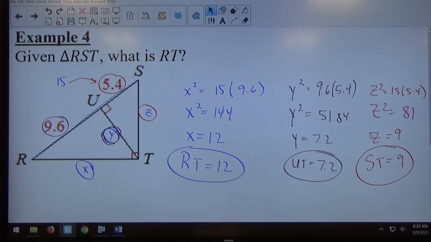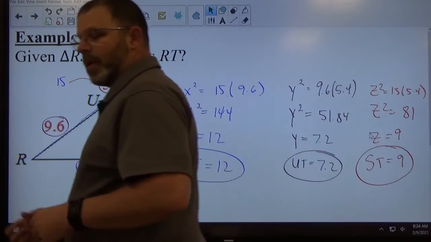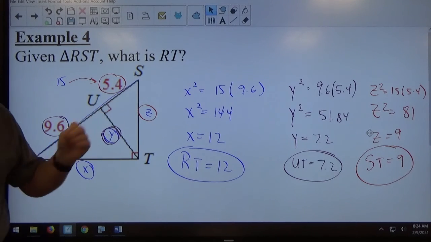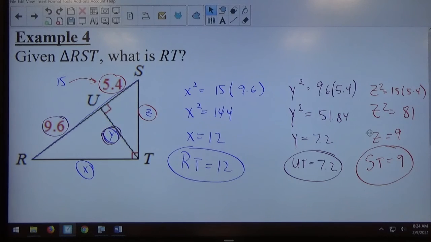For lack of a better name, these are little formulas for that picture. This happens quite often, where we have a right triangle with the altitude drawn to the hypotenuse, and the hypotenuse is split into two pieces. So if you see this picture in general, it's very easy to find the missing pieces using these formulas.